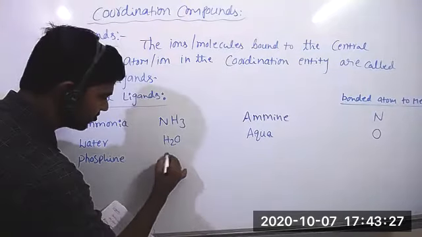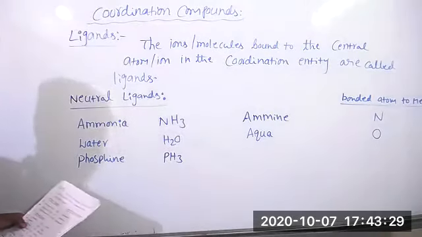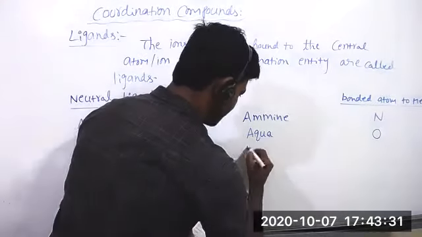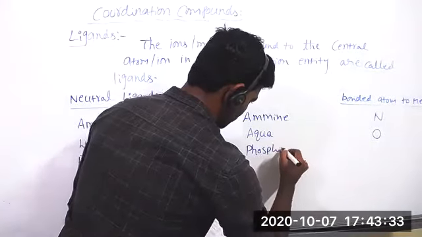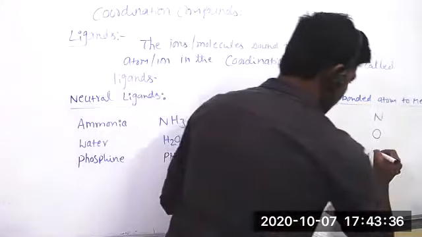Phosphine is PH3. Same, we use the word phosphine. So here phosphorus is linked to the central metal atom.